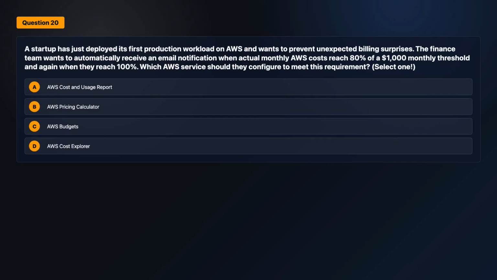Now for question 20. A startup has just deployed its first production workload on AWS and wants to prevent unexpected billing surprises. The finance team wants to automatically receive an email notification when actual monthly AWS costs reach 80% of a $1,000 monthly threshold, and again when they reach 100%. Which AWS service should they configure to meet this requirement? Select one. Review the answer choices on screen.